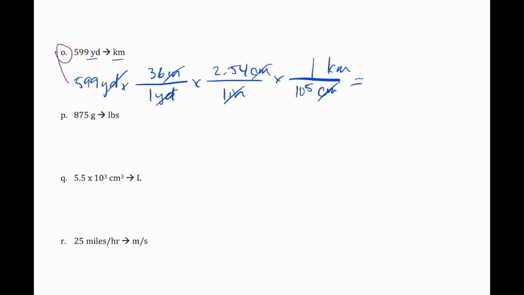What I would recommend, especially if you find that you are setting it up right and then you do the math wrong, is you multiply across all the numerators. So 599 times 36 times 2.54. And then we divide by the denominators, so we divide by 1 times 10 to the 5th. And then we'd get our answer. Which is why it's important to ballpark your answer and make sure it's reasonable and makes sense. How many sig figs do we need? Right. So 0.548 kilometers. Good. All right, last one.